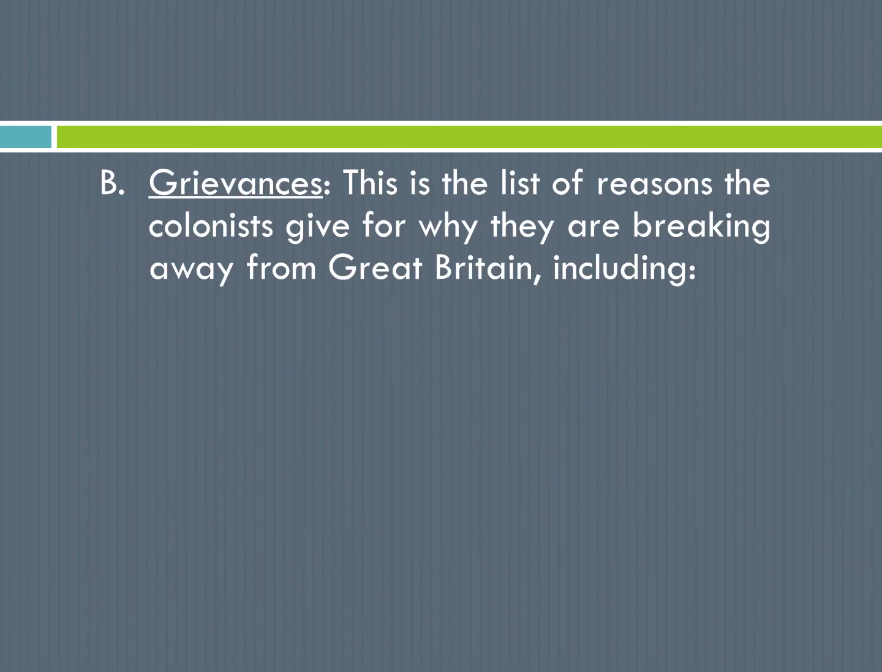The second part of the Declaration is a list of grievances, or reasons why the colonists are breaking away from England. So we said if the government doesn't protect your rights, then you can get rid of the government. And then in the grievances part, we're going to list a whole bunch of reasons why we feel Great Britain has not been protecting our rights. And there's a bunch, but we're just going to talk about a few main ones.